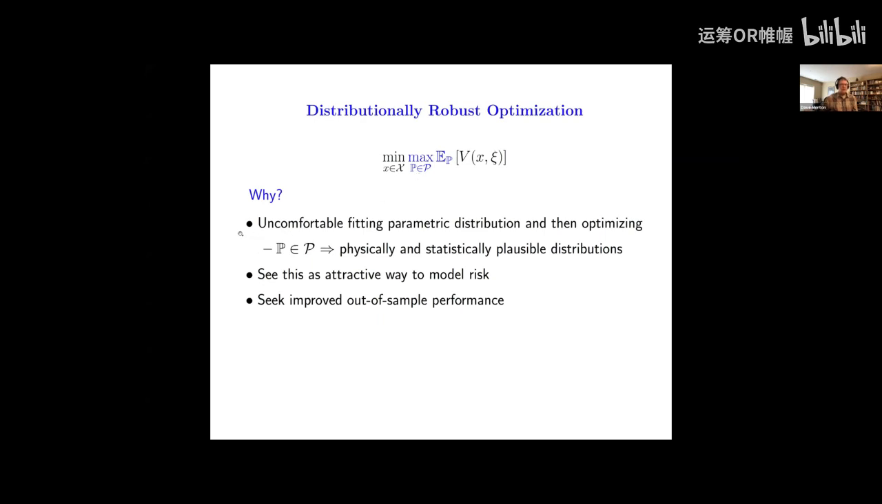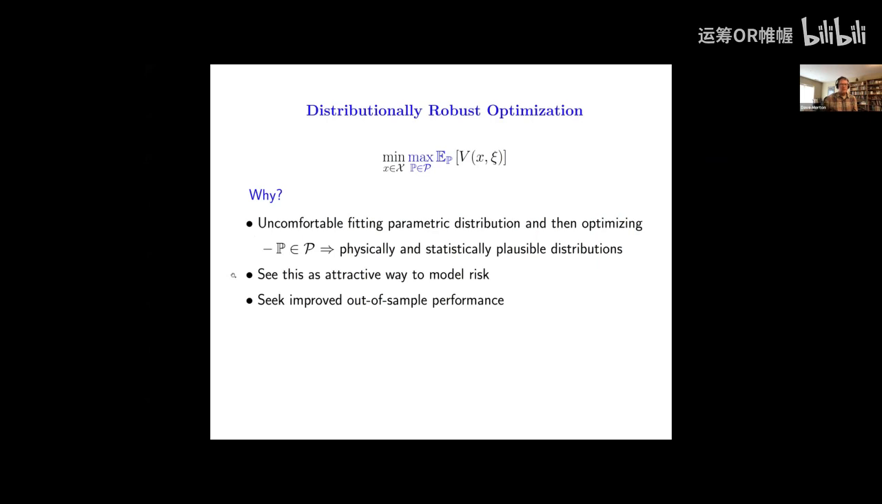Rather, I think the motivation could be that we're uncomfortable in terms of fitting a parametric distribution to data and having the errors that show up in that fitting process be completely ignorant of the actual decisions that we're going to be making. So one way to try to integrate the decision-making process and minimization with respect to a loss function is DRO.